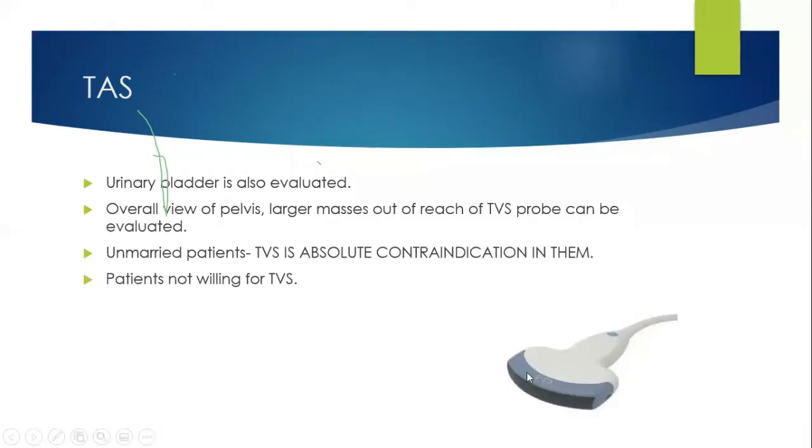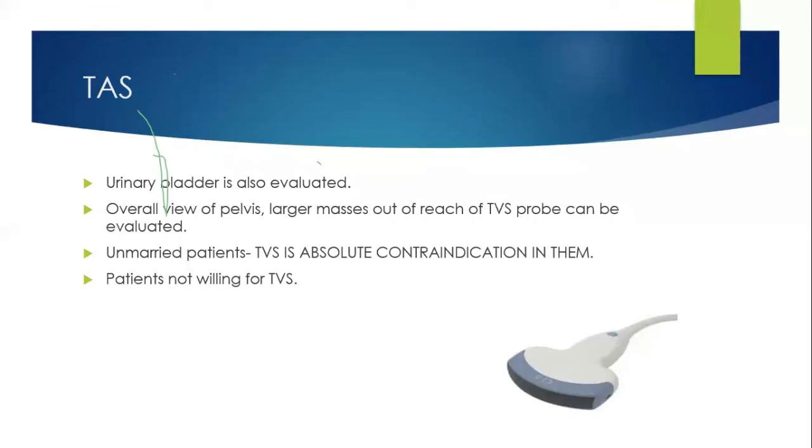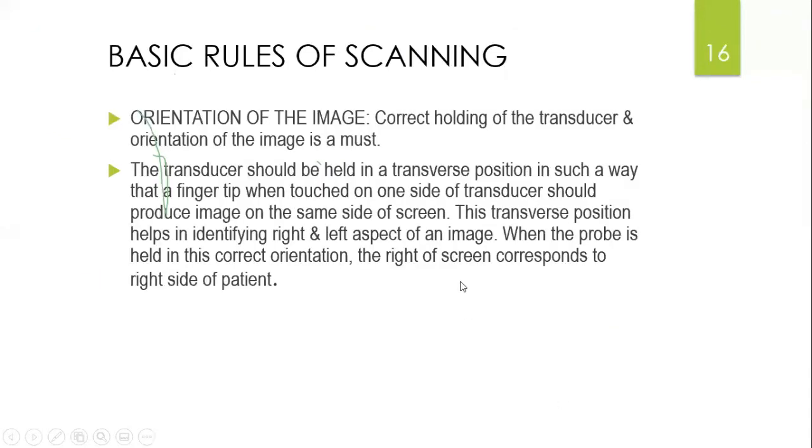This is how a transabdominal, or convex, probe looks like. A very important thing is to look for the marker here. Now we will understand how we are going to use this transabdominal scan and what the basic rules of scanning are. Remember, this is the probe when you keep it transversely. What we have to understand is the orientation of the image, so correct holding of the transducer and orientation of the image is a must.